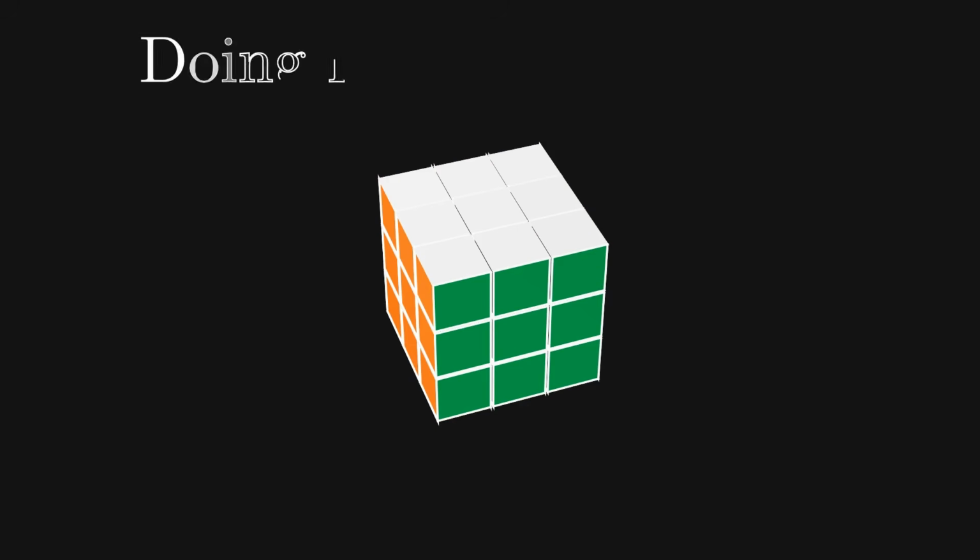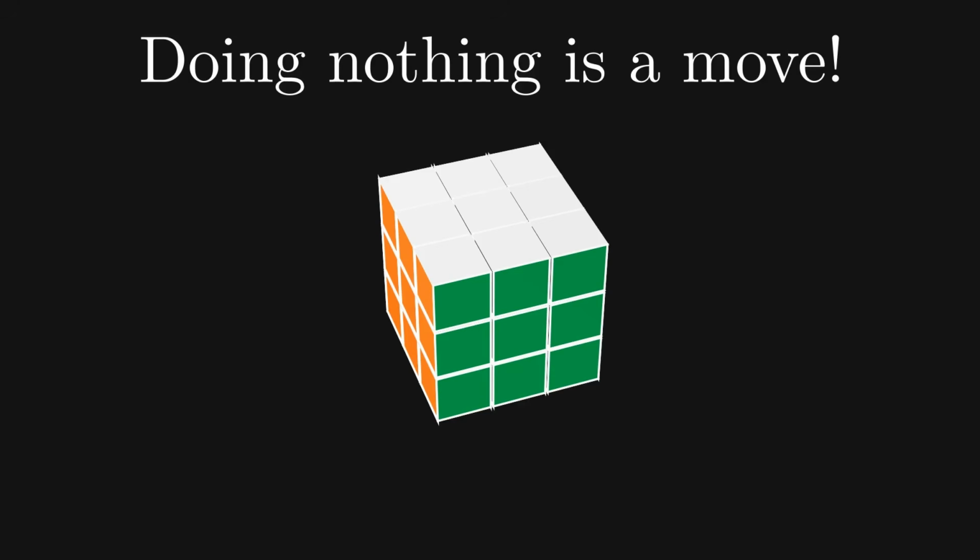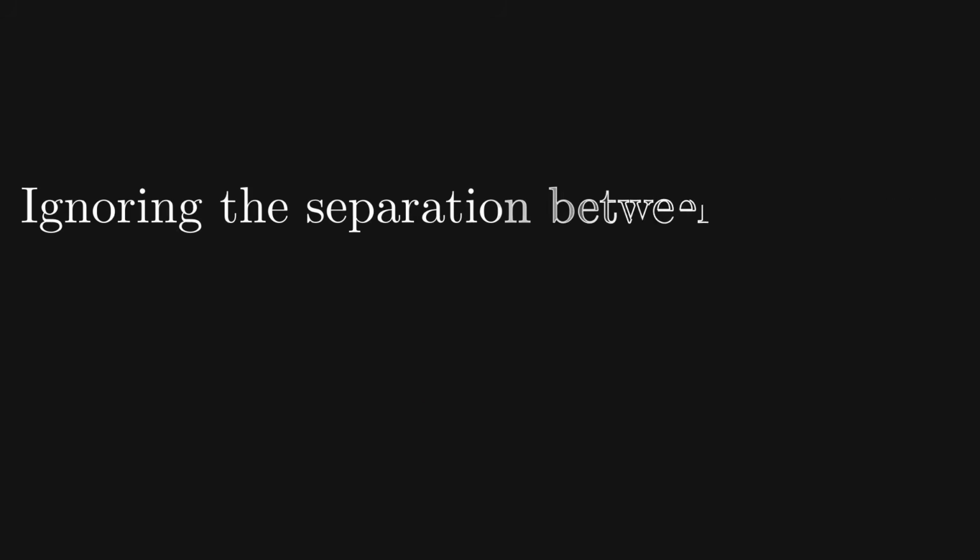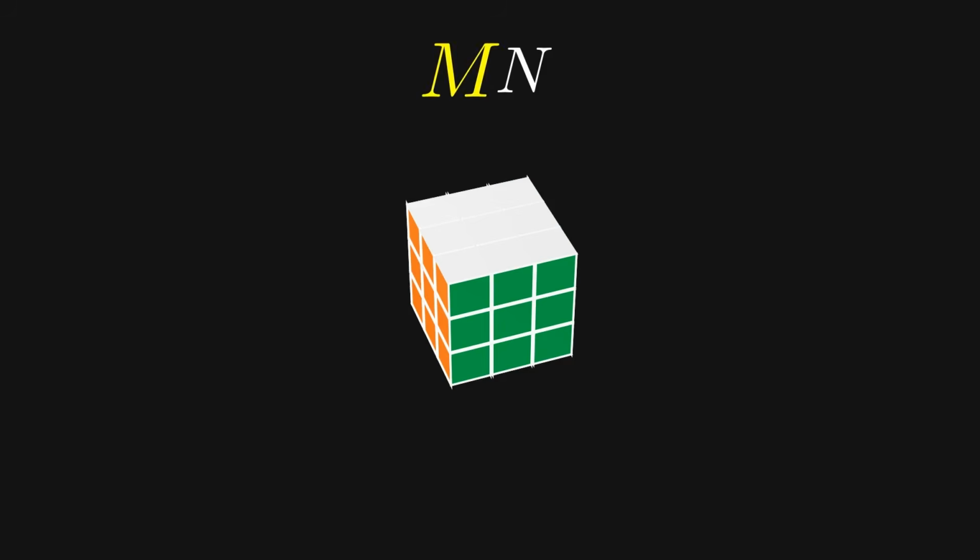Leaving the cube untouched, which corresponds to a sequence of face turns of length 0, can be seen as a move. Hence, we have our identity element. The underlying binary operation that's implicitly assumed here is just ignoring the separation between moves, which we'll denote by an arrow. For any two moves, say M and N, M arrow N is just the new move MN, which is done by executing all the face turns comprising M, then all the face turns comprising N without pauses.